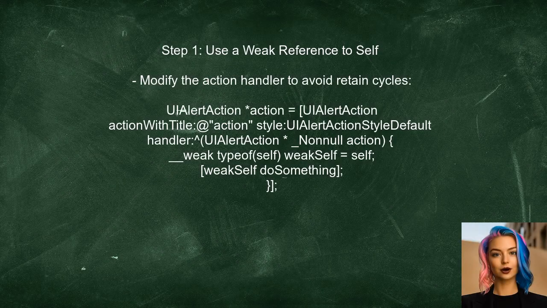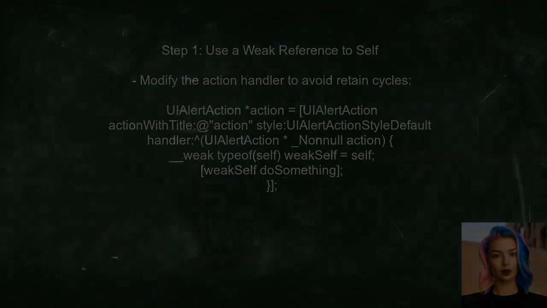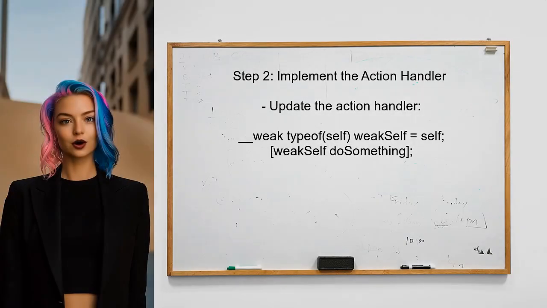To address the retain cycle issue with UIAlertController, the user should first understand the importance of using a weak reference to self in the action handler. Next, the user should implement the action handler using the weak reference. This ensures that self is not strongly retained by the UIAlert action.